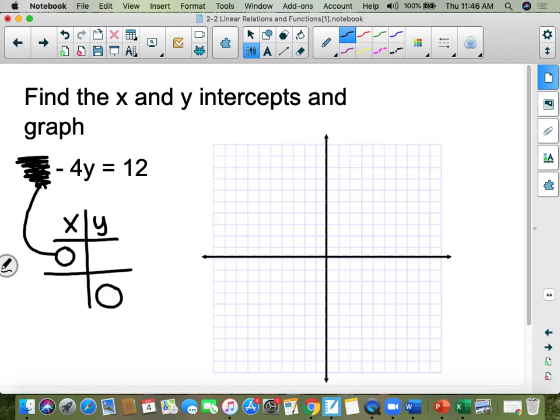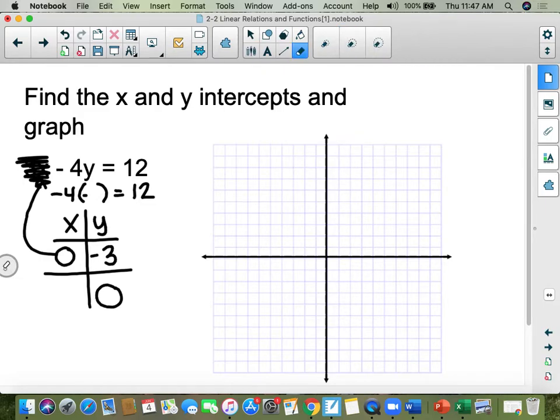You're going to say, a negative 4 times what would give me a 12? A negative 4 times what number would give me a positive 12? Doesn't it have to be a negative number to make a positive 12? Doesn't a negative times a negative equal a positive? Doesn't that number need to be a negative 3 to make a positive 12?